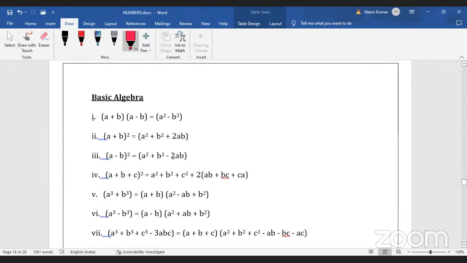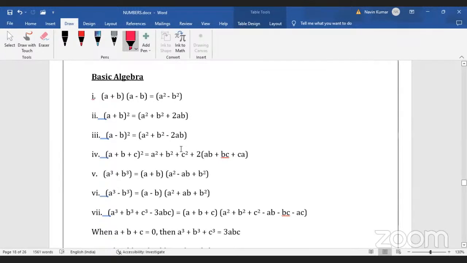Now let's learn 2 more concepts. One is basic algebra. Second one is cyclicity. Cyclicity is finding the unit digit of any number, and numbers are in the form of powers. Basic algebra you must have studied in childhood. These 3 formulas are very easy and will be used the most.